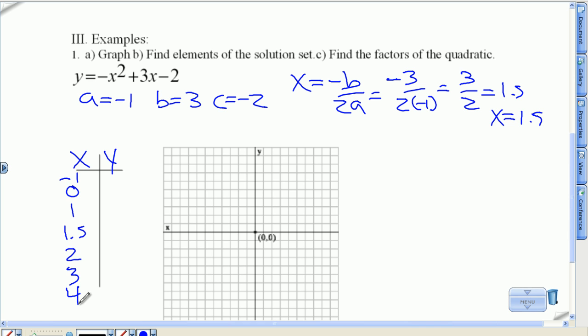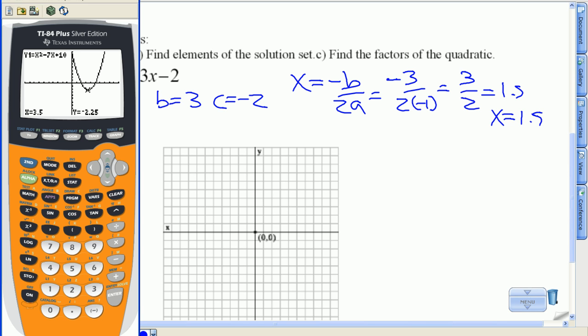I'm going to go to my calculator now. I am going to hit y equals and clear out this last graph. I have negative x squared minus 3x.